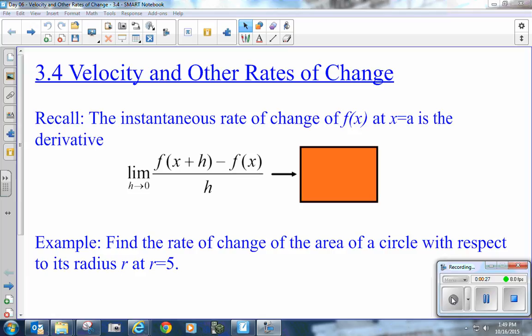So, at x equals a it is the derivative, and we can take a limit as h approaches 0. And that's basically just a derivative. We've learned now to use the chain rule, which is cool.